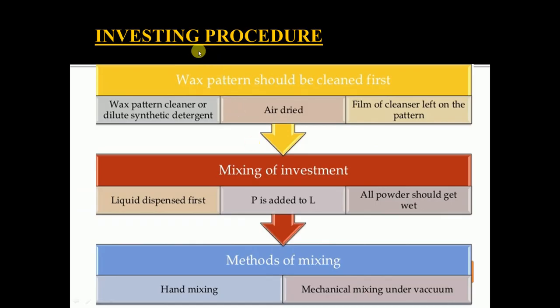So, the investing procedure. First, the wax pattern should be cleaned, either with a wax pattern cleaner or with dilute synthetic detergent. Then the wax pattern should be air dried, with a film of the cleanser left on the pattern. After that, mixing of the investment is done, in which the liquid is dispensed first. The powder is then added to the liquid, and all the powder should get wet with the liquid. The method of mixing is either hand mixing or mechanical mixing under vacuum.